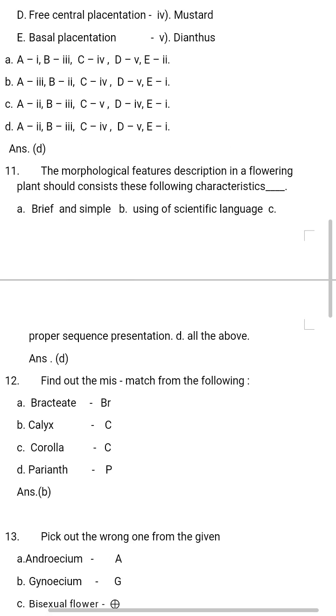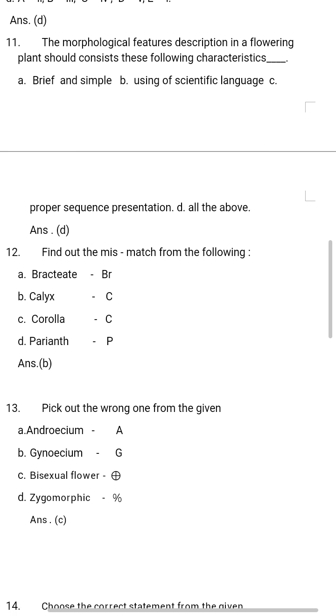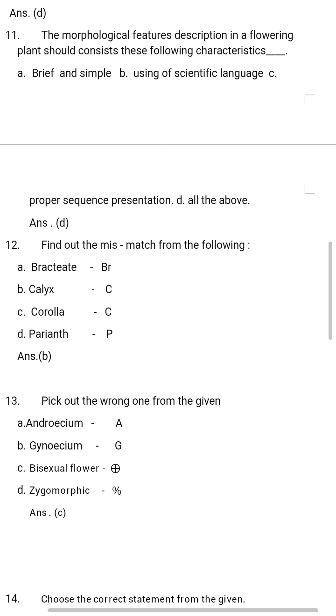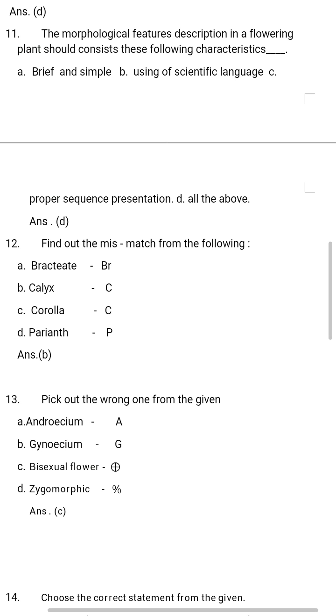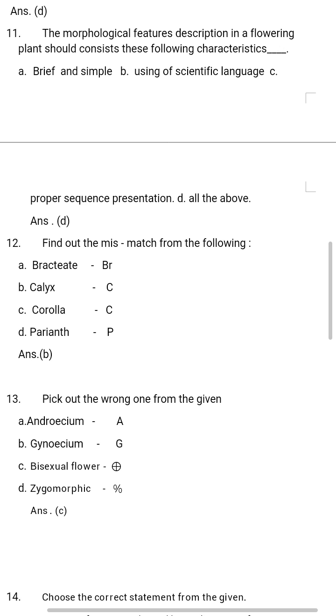Now let us discuss the 11th question. The morphological features description in a flowering plant should consist of the following characteristics. What are those characteristics? Let us see one by one. Option A, brief and simple. Option B, using scientific language. Option C, proper sequence presentation. Option D, all the above.